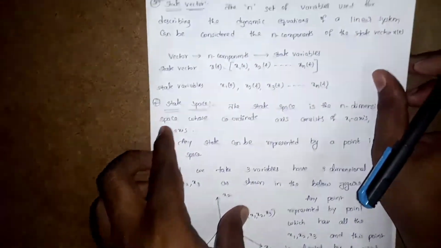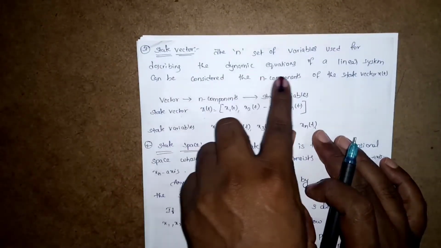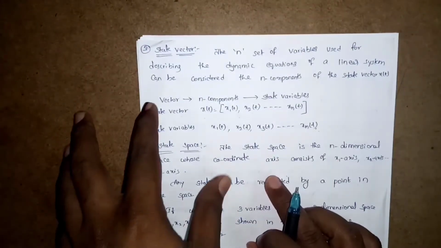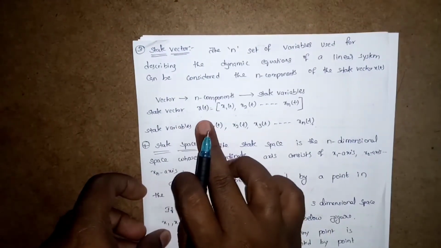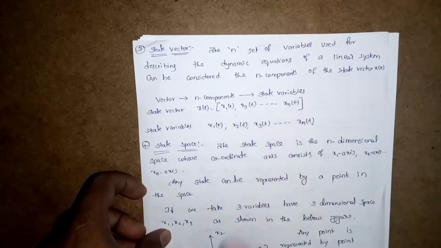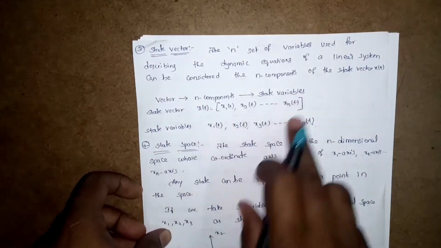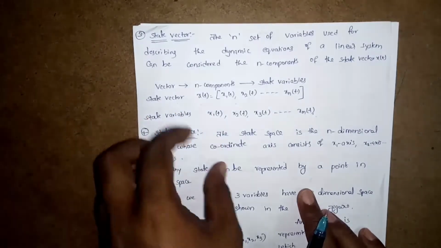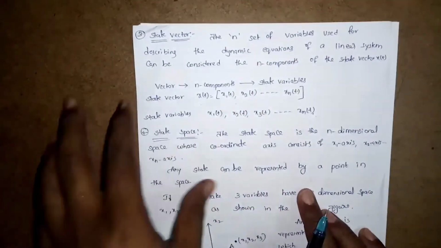Next, the state vector. The n set of variables used for describing the dynamic equation of a linear system can be considered the n components of the state vector x of t. The state vector x of t equals x1 of t, x2 of t, and so on up to xn of t. So the state variables are x1 of t, x2 of t, and so on up to xn of t. We can represent them in a matrix form. So a vector is nothing but the state variables represented in a matrix or array form, known as the state vector.